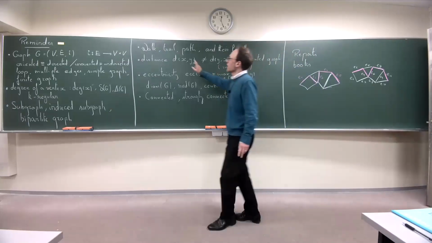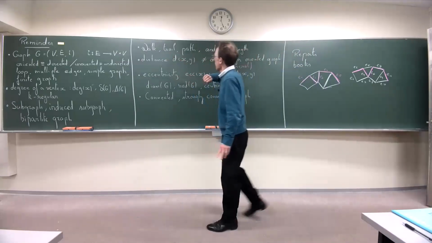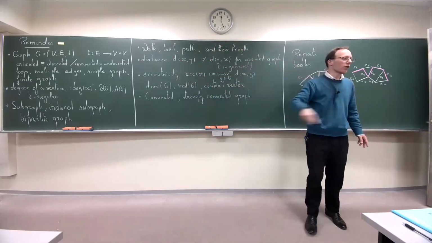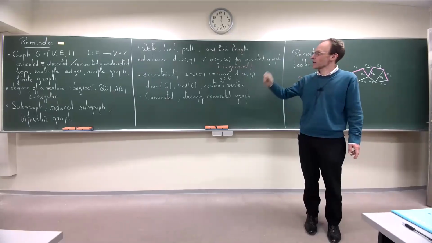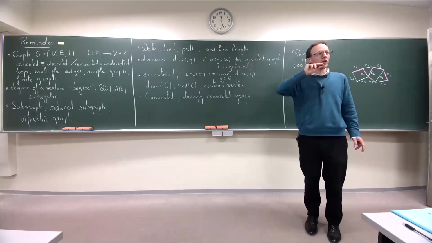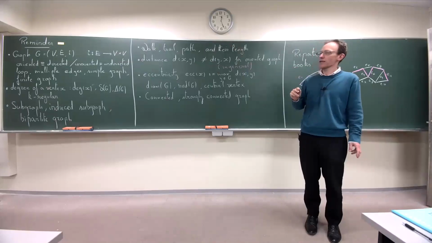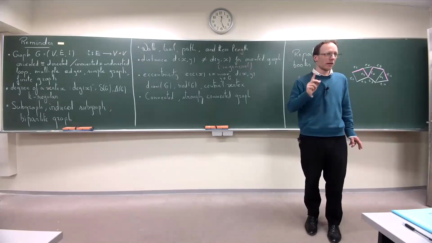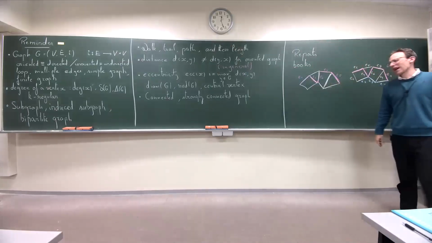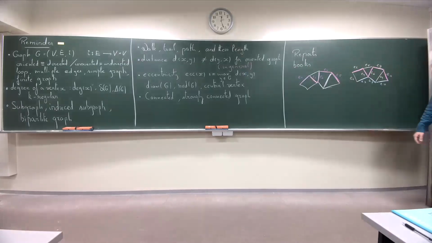Then we define walk, trails, and paths. So walk, you just walk on your graph. Trail, you are not supposed to go 2 times through the same edge. And path, you are not supposed to go 2 times to the same vertex. There is a small clash of notations in this definition.